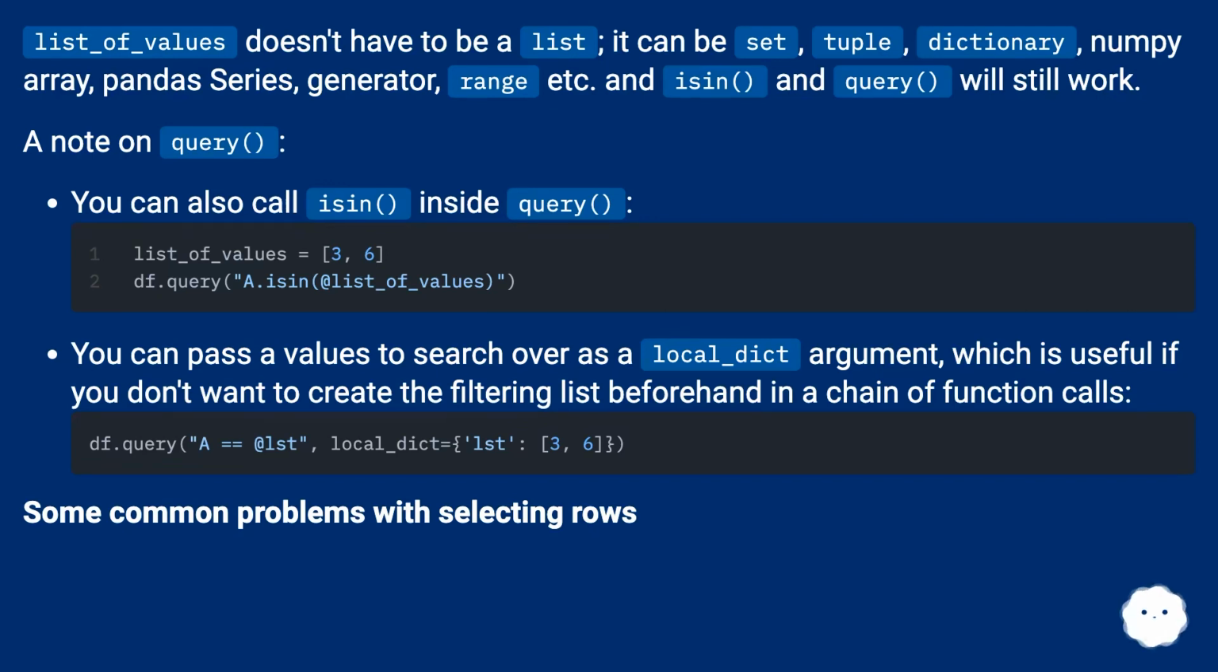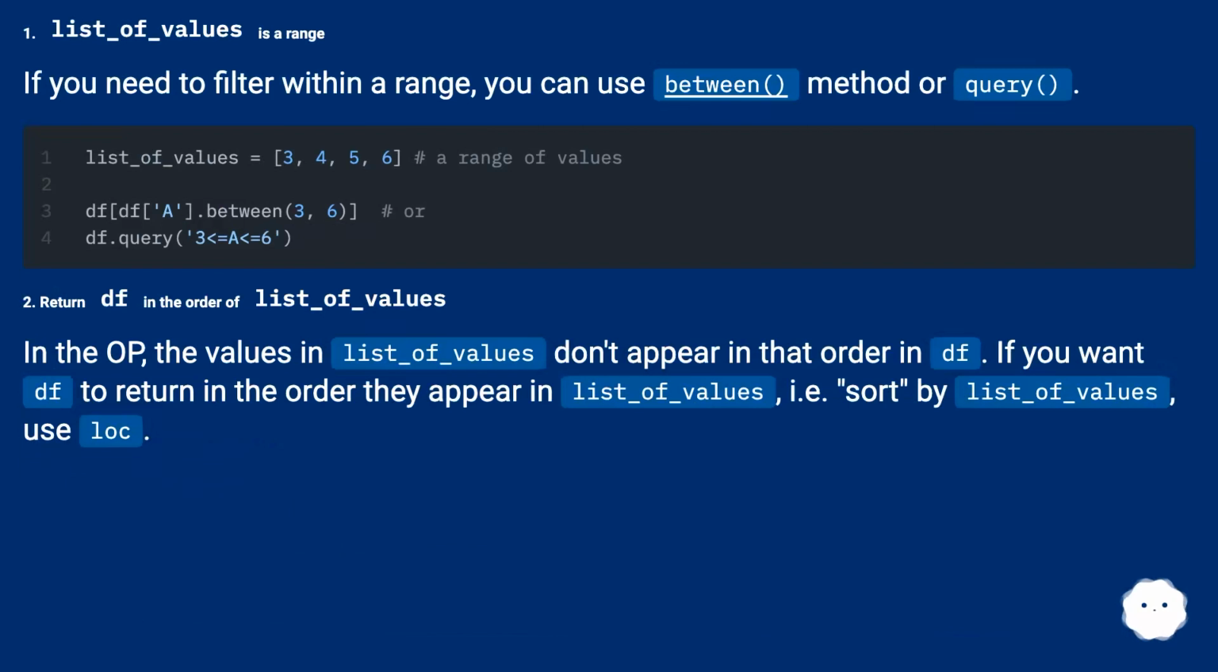Some common problems with selecting rows. 1. list_values is a range. If you need to filter within a range, you can use between method or query.